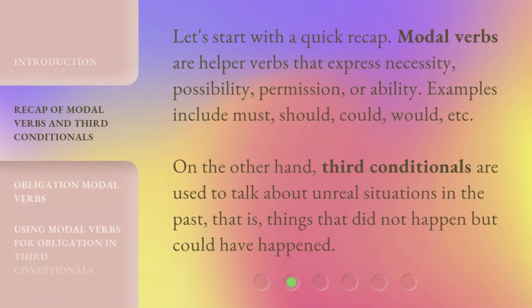Let's start with a quick recap. Modal verbs are helper verbs that express necessity, possibility, permission, or ability. Examples include must, should, could, would, etc. On the other hand, third conditionals are used to talk about unreal situations in the past, that is, things that did not happen but could have happened.